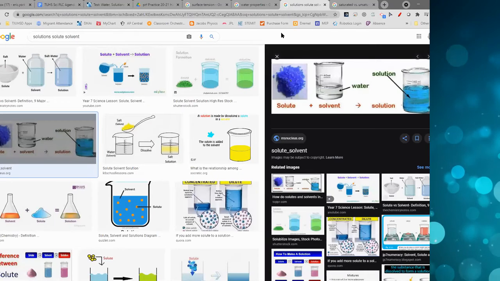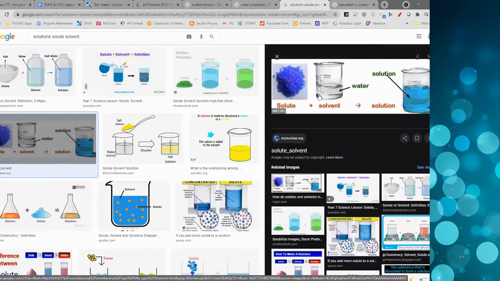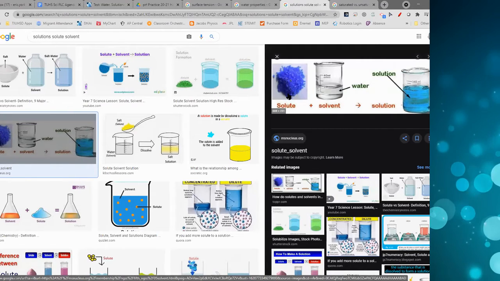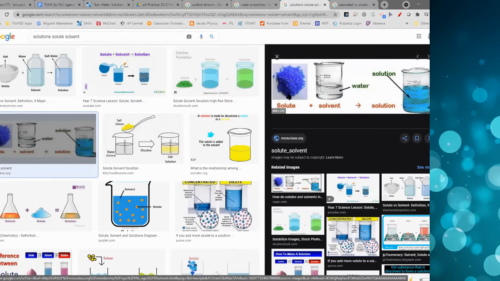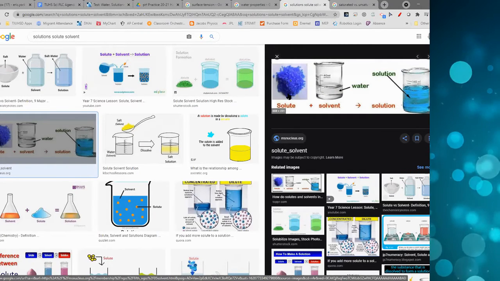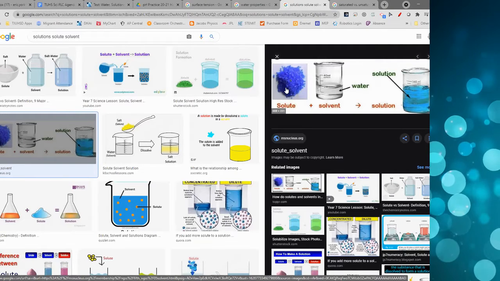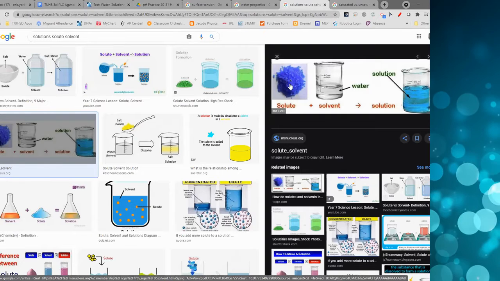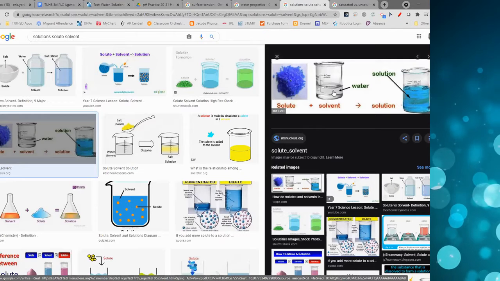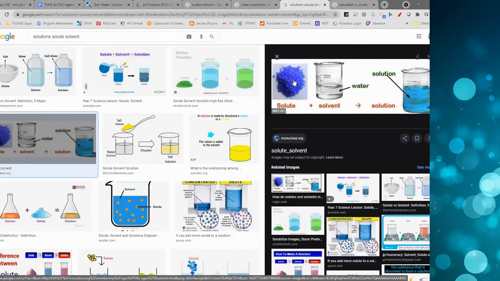All right, now transitioning to solutes and solvents. Here's a picture that I like. Remember, the solute is the thing that gets dissolved. The solvent is the thing that does the dissolving, and the solution is the mixture of the solute and the solvent. In this case, we have some blue powder here, probably something with cobalt in it. It's mixed with water. So the powder is the solute, the water is the solvent, and the powder will get dissolved in the water. That goes back to our definition of solute versus solvent.